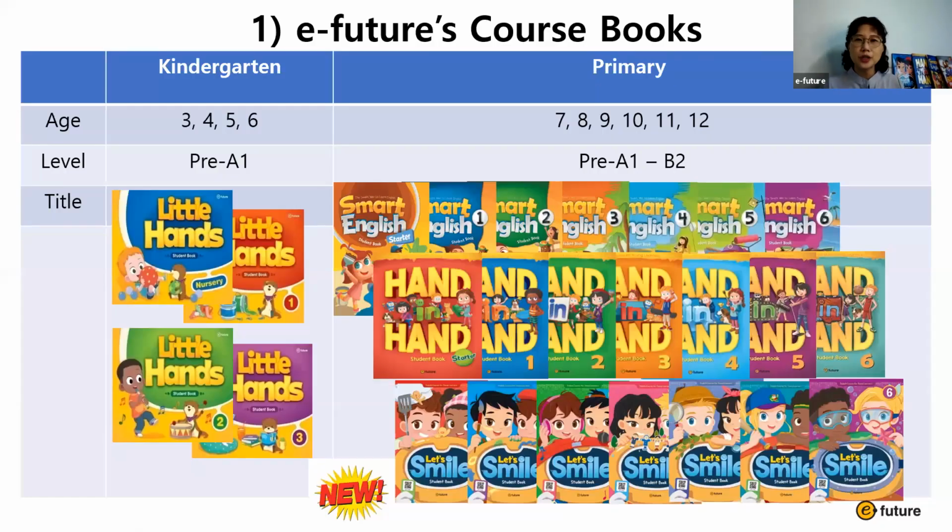So number 1, eFuture's course books. We have Little Hands for kindergarten level, and we have 3 series for primary level: Smart English, Hand in Hand, and Let's Smile.